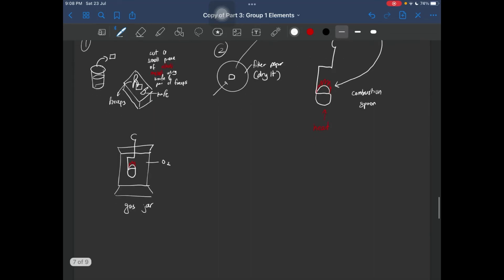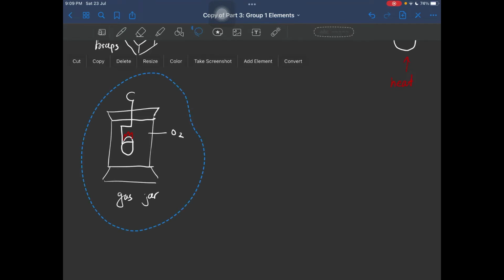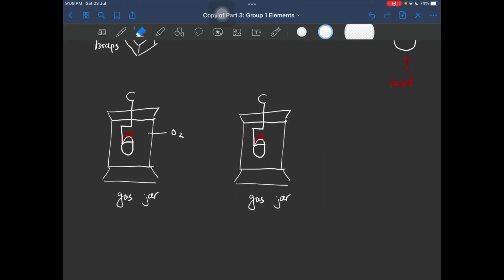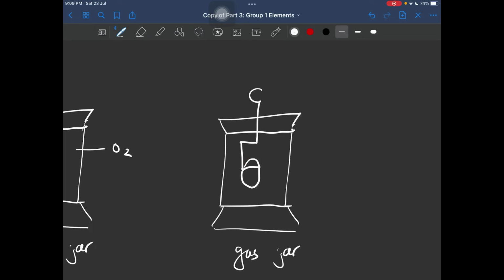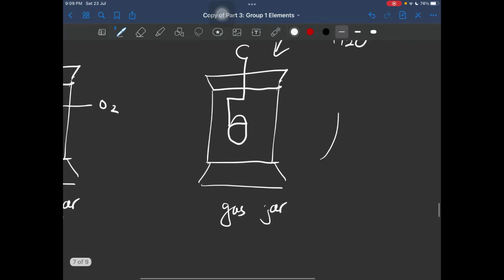Alright, and then what you want to do is wait until the reaction is completed, meaning it stops burning. Once it stops burning, what you want to do is add water. You want to add about 10 centimeter cube of water into the gas jar, and then you shake this gas jar to dissolve the product of the reaction.